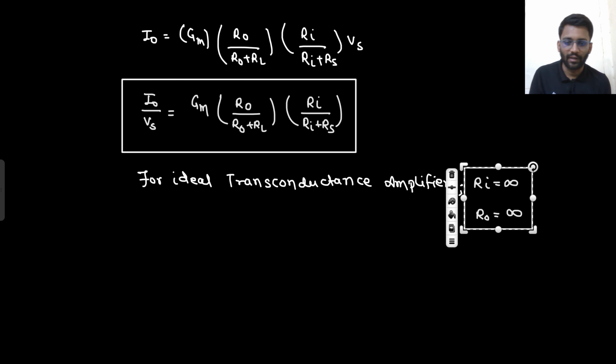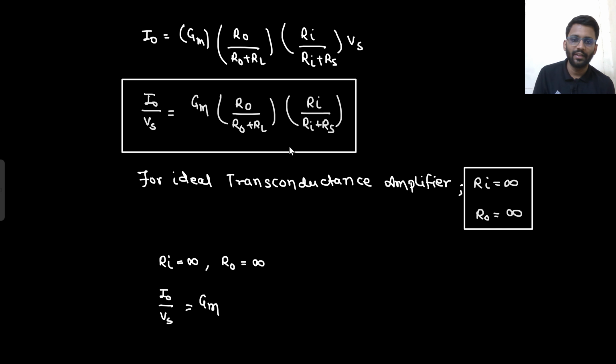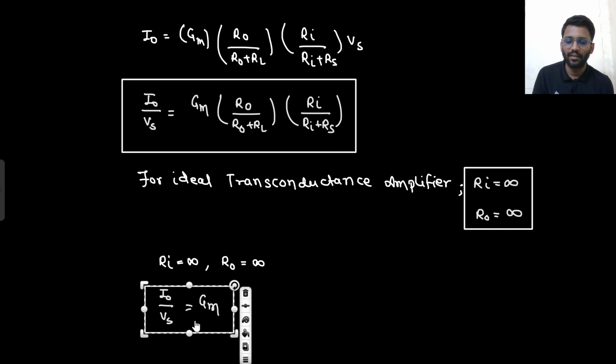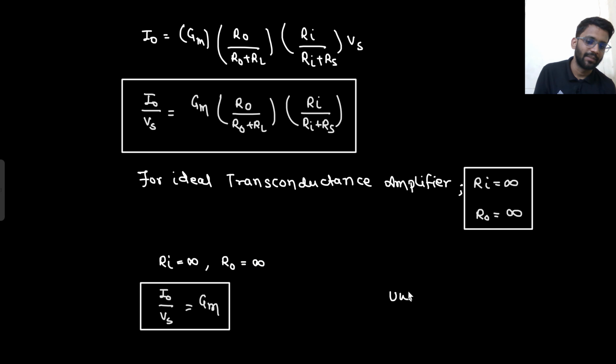That's it. And if your Rin is infinity and Ro is infinity, then by this expression, what will be your Io by Vs? Io by Vs would simply be equal to Gm only. If Rin is infinity, then that factor will be 1. Ro is infinity, it will be 1. So Io by Vs would be Gm only. Well and good. Understandable? So this is how you will remember. And what is the unit of Gm? That is mho, or we show it by Siemens as well.